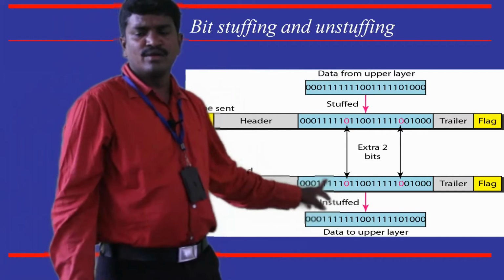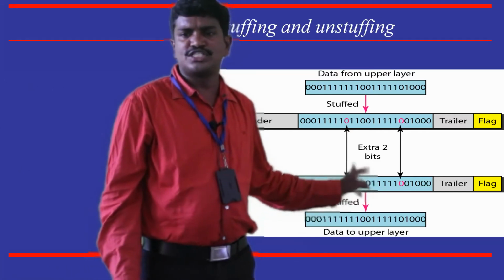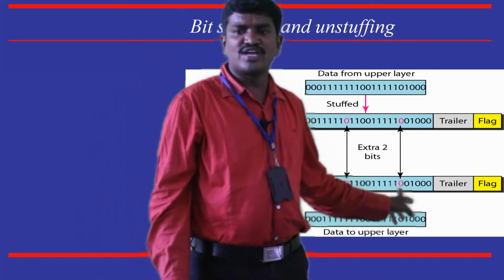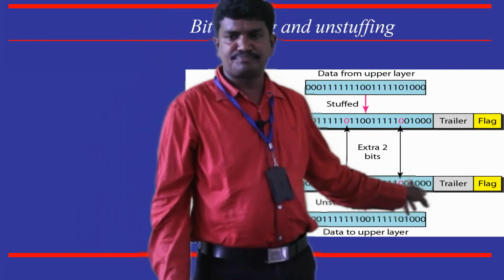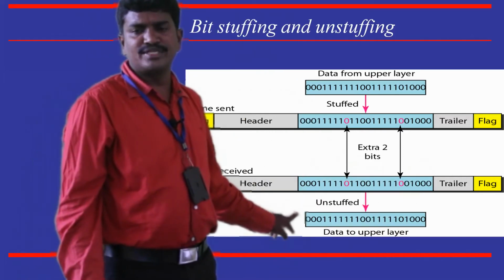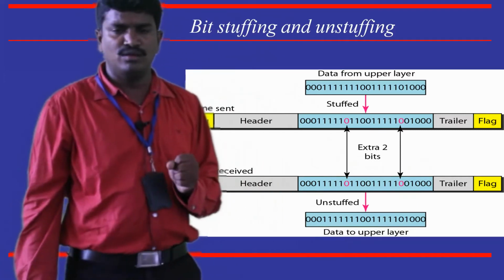So that is the same procedure. Whenever it comes across 5 ones, it removes that 0. Similarly, keep on reading. Whenever we come across 5 ones, the next inserted 0 is removed. Likewise, we are going to get our original data back by unstuffing the bits which are stuffed at the sender side.